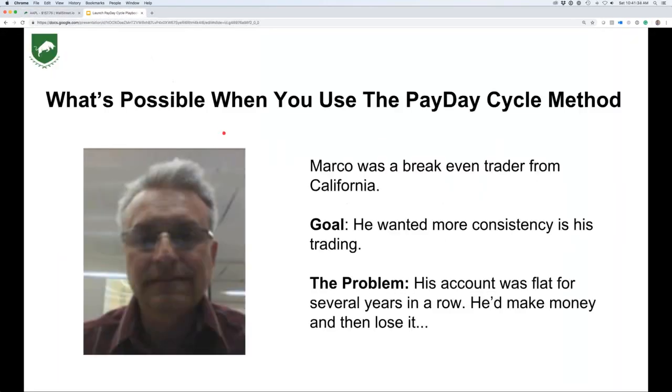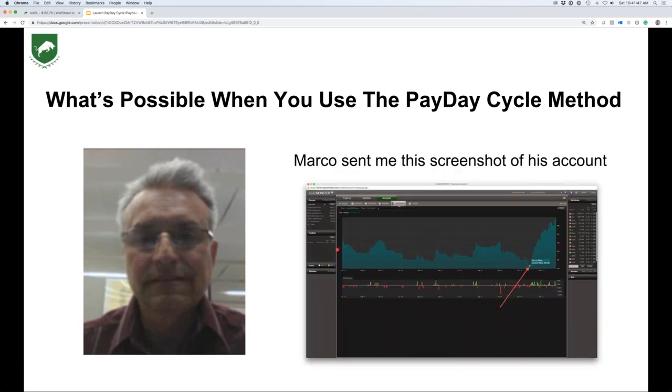Okay. So what's possible when you use the payday cycle method? This is Marco. Marco was a break-even trader from California. His goal was that he wanted more consistency in his trading. His problem was that his account was flat for many years in a row. He'd make money and then he'd lose it. This is his screenshot he was generous enough to share with me. He'd make 10 grand, lose 15 grand.